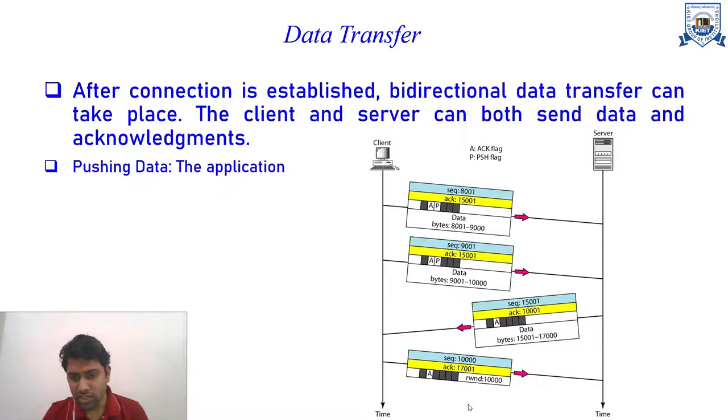There is no data for the client to transmit to the server, so it will only send the acknowledgement bit. The acknowledgement is acknowledging the last received byte from the server. That's why it is 17,001. And what I transmitted before, in the last segment transmission, was up to 10,000. That's why the sequence number is 10,000.